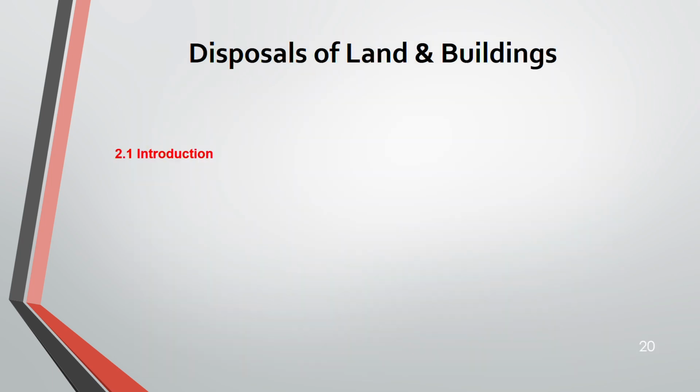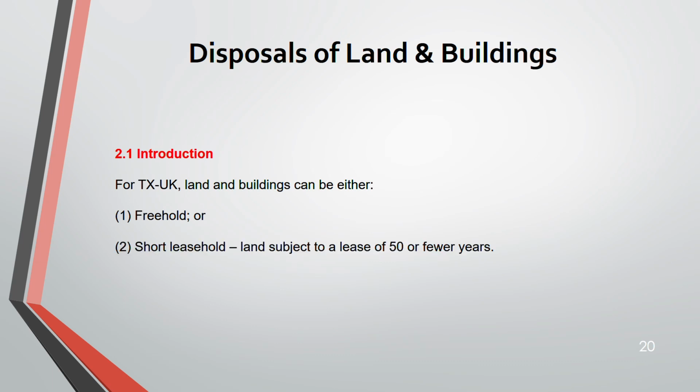Now, disposal of land and buildings. We finished the first category, chattels and wasting assets. We are moving on to land and buildings, the second part of this lecture. For your tax, land and buildings can be freehold land, freehold meaning you are owning it, or leasehold. But a lease means a short lease, 50 years or less, not more than 50 years.